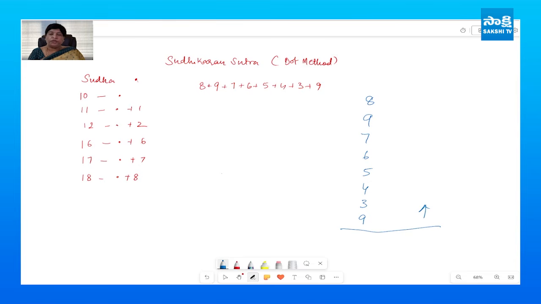bottom. 3 plus 9 is 12. So 12 is represented as dot plus 2. So I'm going to place a dot right above 3. I'm left with 2. 2 plus 4 is 6. 6 plus 5 is 11. 11 is represented as dot plus 1. So I'm going to put a dot on top of 5. I'm left with 1. 1 plus 6 is 7. 7 plus 7 is 14. 14 is represented as dot plus 4.